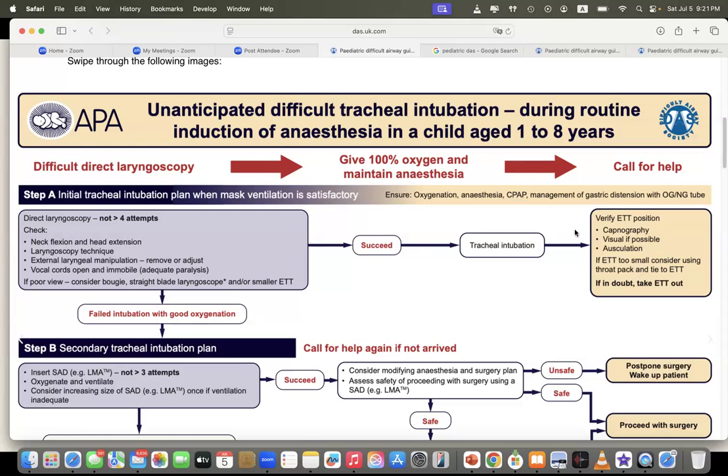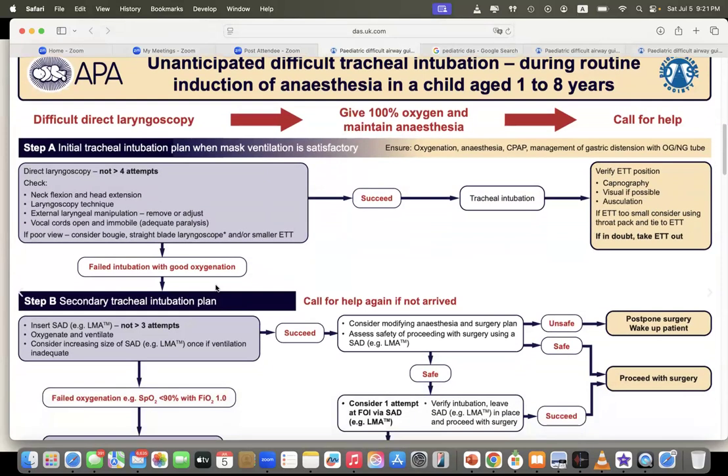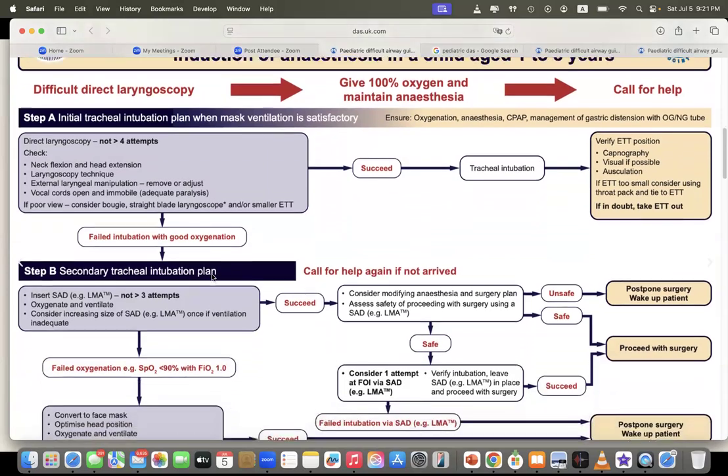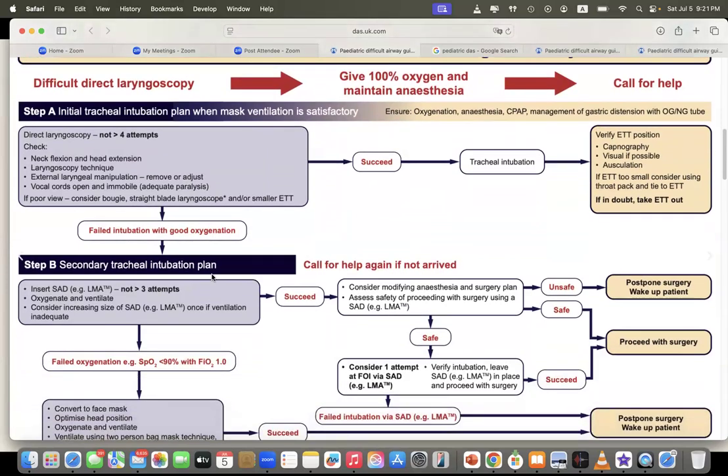But then you have to verify the position: capno, visual, auscultation. Okay. If there is a failed intubation with good oxygenation, then you have to declare a failed intubation while maintaining your oxygenation, and then you will go for the secondary tracheal intubation plan and insert a supraglottic airway device, but make sure that the baby or the pediatric patient is in deep sedation, because manipulation of the airway with an LMA might trigger laryngospasm, and it will be as if you're adding salt to injury. So try to oxygenate and ventilate.